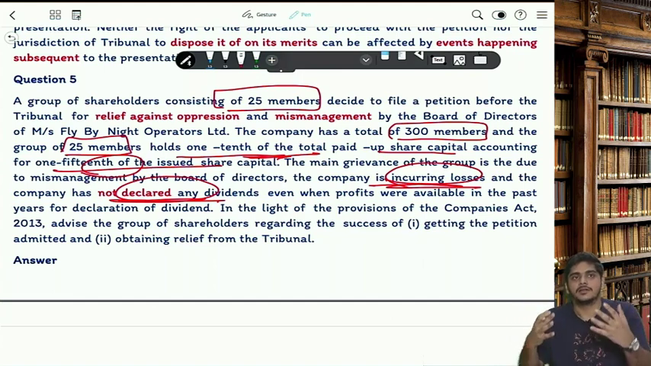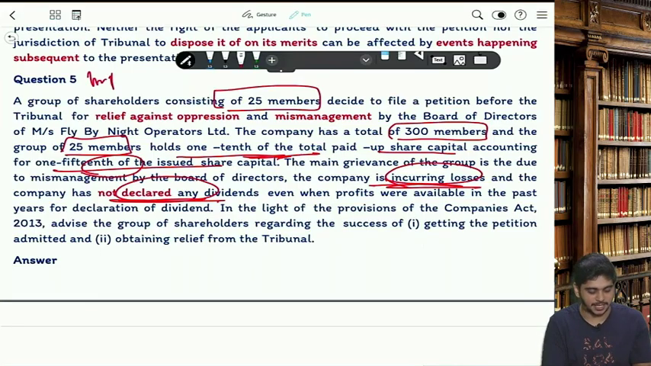वो सही चीज है. It is not an act of oppression. Very important answer, guys. Read the answer. Asked twice in the exam.